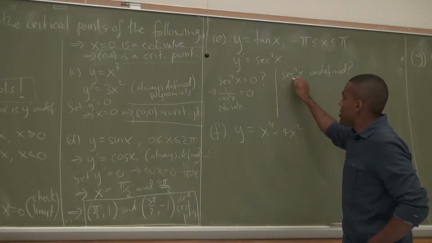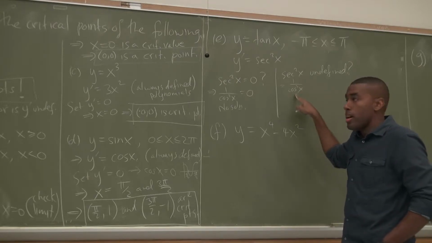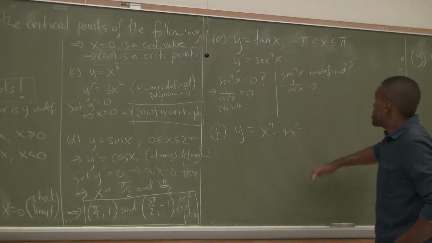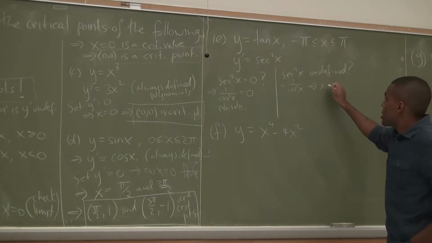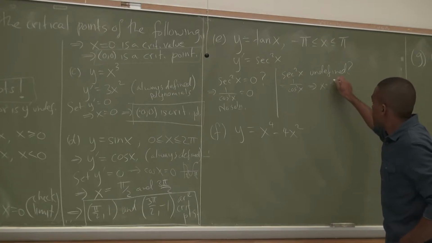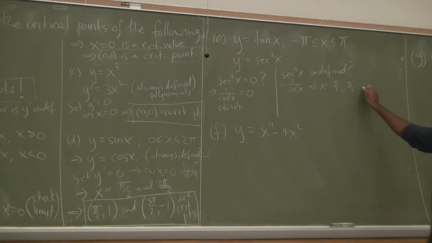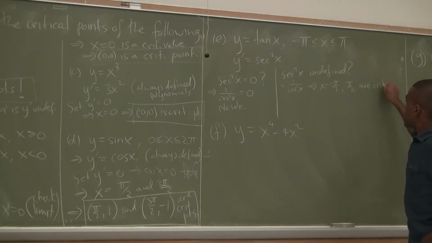Right, again, this is just 1 over cosine. So wherever cosine is 0 would be undefined, right? This would mean it's undefined at x equals minus pi over 2 and pi over 2, right? Those are where cosine is 0. Those are critical numbers.